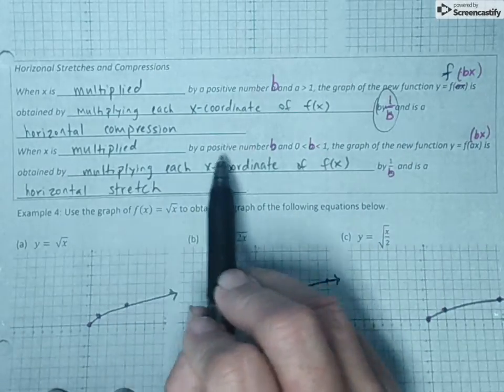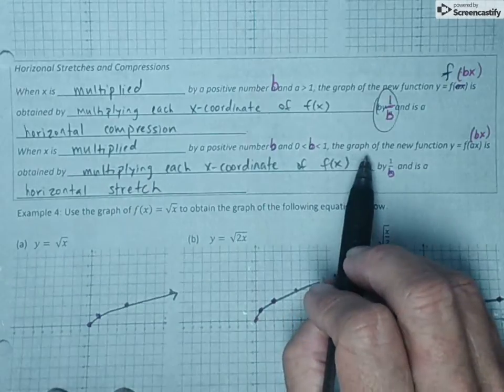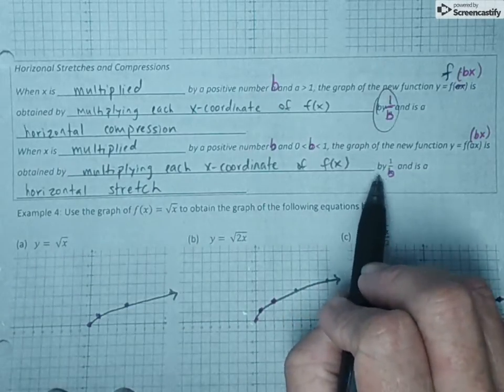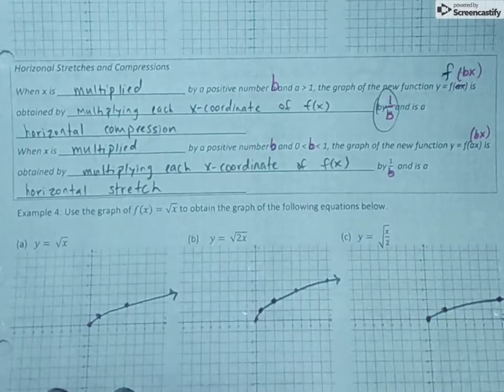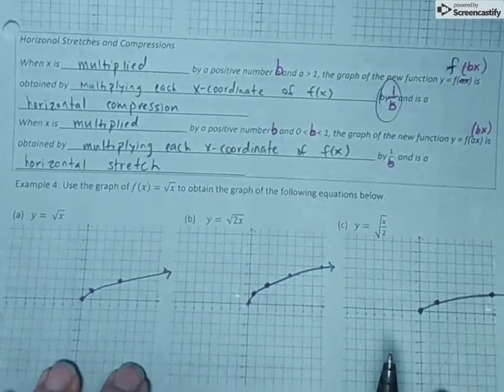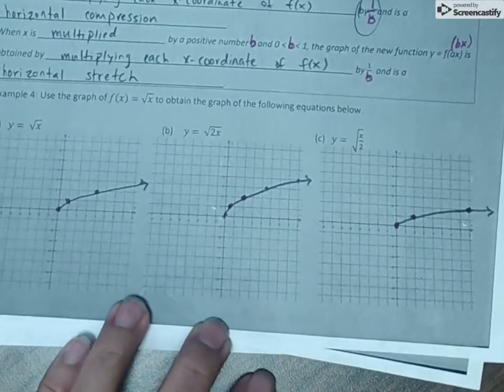If b is between 0 and 1, we still multiply by the reciprocal of this. So 1 over b will give us a number larger than 1, and we end up with a horizontal stretch. So let's take a look. We're going to use the square root function because this one's a bit easier to see when we stretch things.